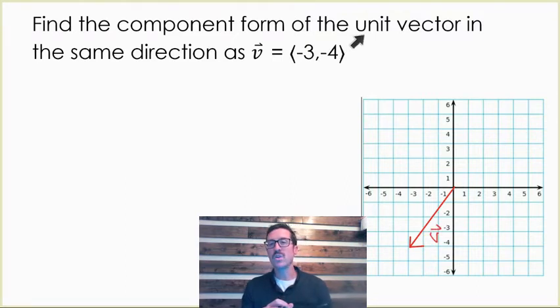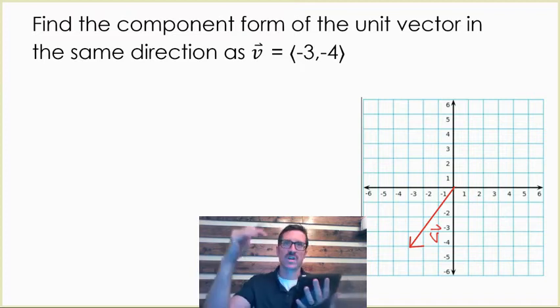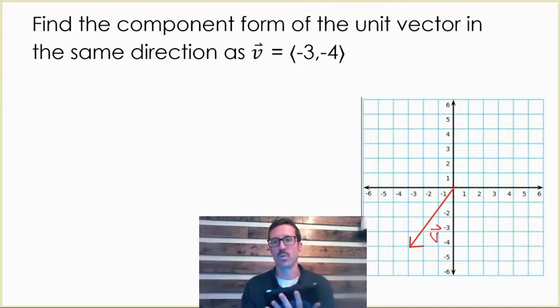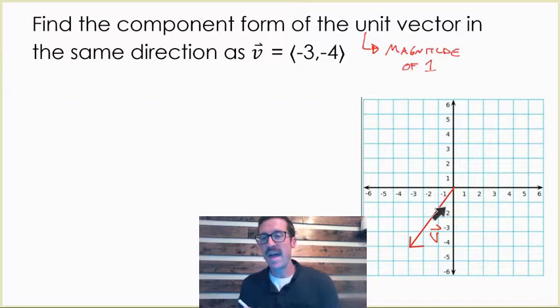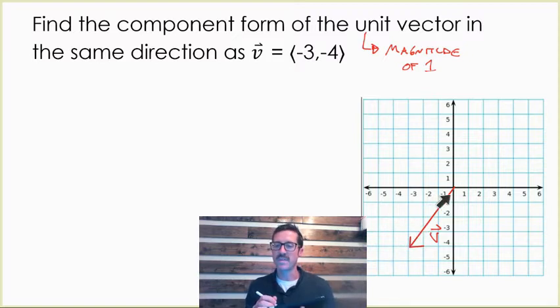Now, what we want to do is find the unit vector in that same direction. The first thing we know is the word unit. We use it a lot in math. Unit means one. If you're finding a unit rate, you're finding the rate per one. What's the cost per 1 pound or whatever? That would be a unit rate. And so for a unit vector, I just want you to know that unit means magnitude of 1. So I want to go this direction and write the component form in the same direction as v, but only having a magnitude of 1.